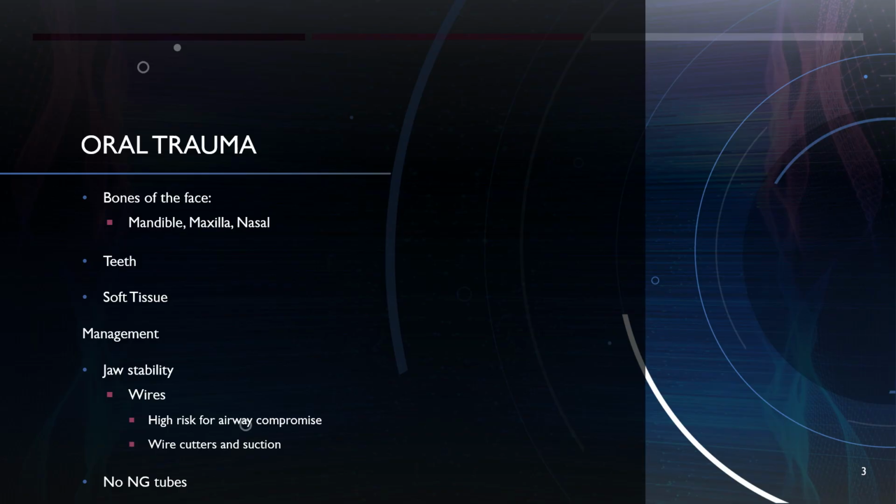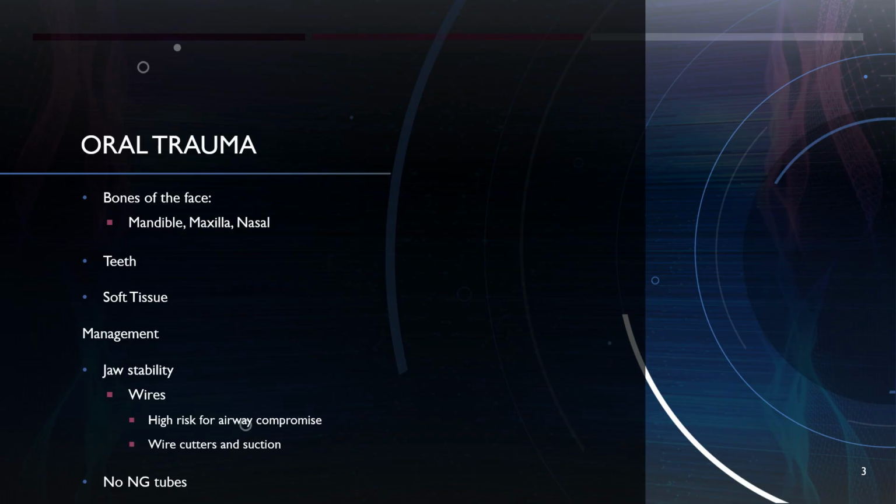So oral trauma is trauma to our oral cavity. We can see this in their face. It's going to affect the bones of the mandible, maxilla, and our nasal cavity, teeth, and soft tissue, so the soft palate, tongue, their oropharynx, so the back of their throat.